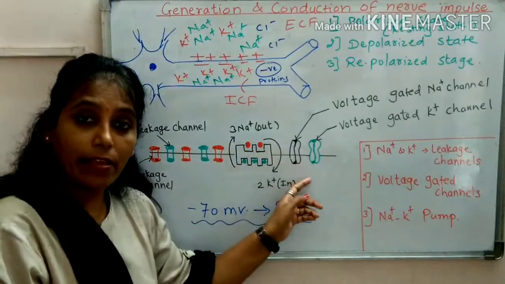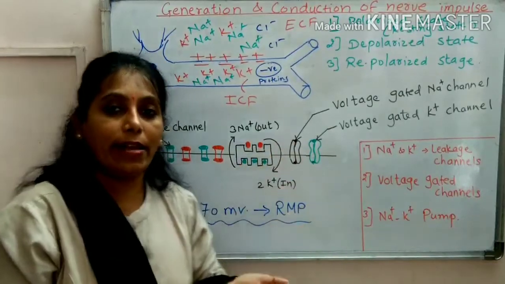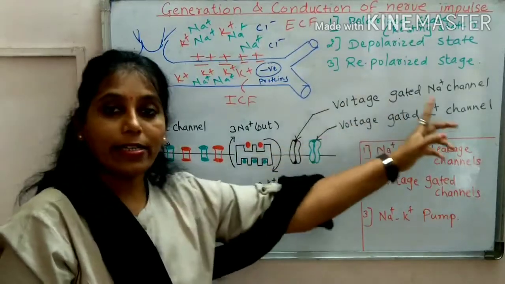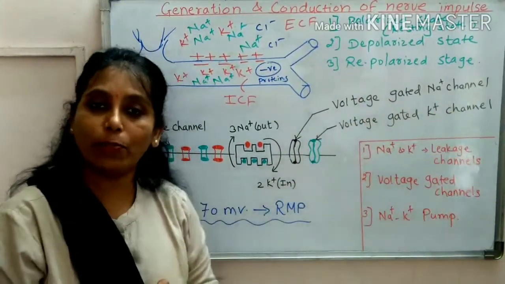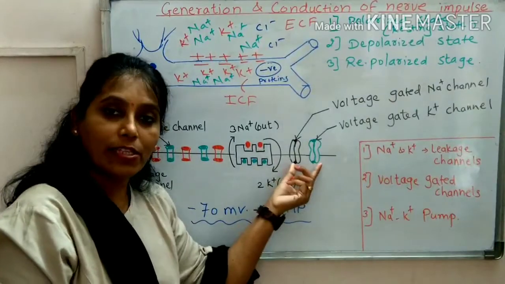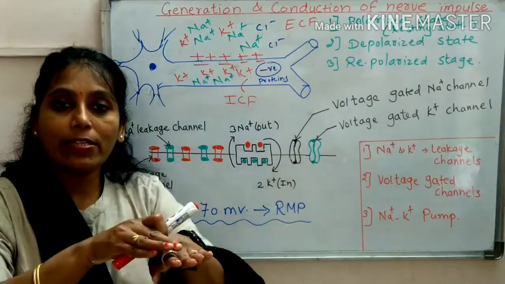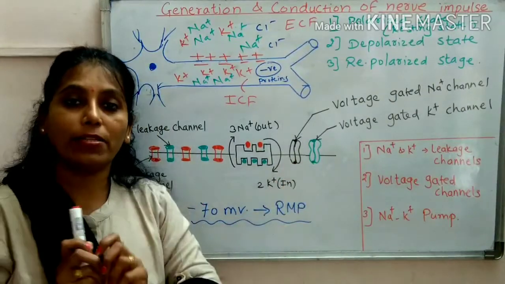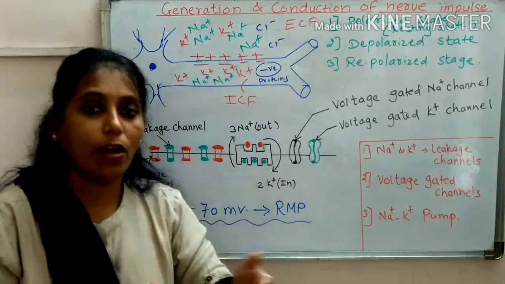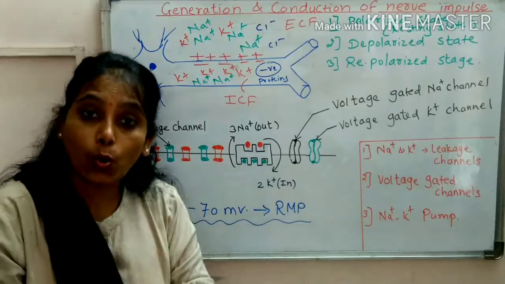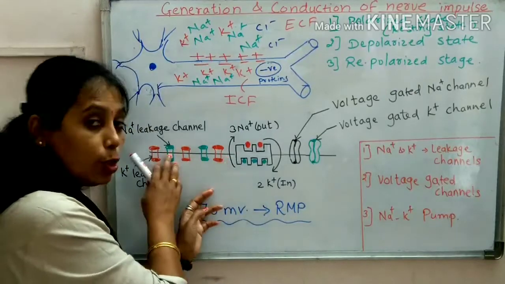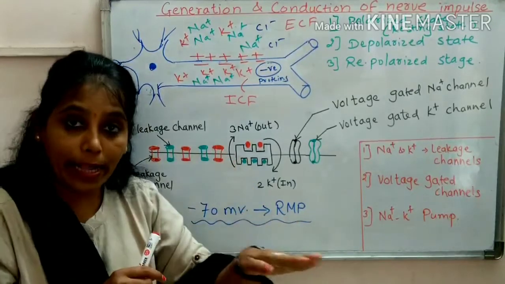Now the third thing is the voltage gated channel. There is a voltage gated channel for sodium. There is a voltage gated channel for potassium also. What is the function of this channel? When the nerve is not carrying any impulse, means polarized state or resting period, these voltage gated channels are closed. Only these two things are operating.